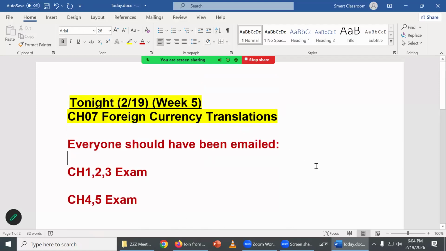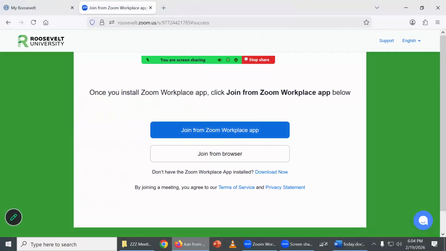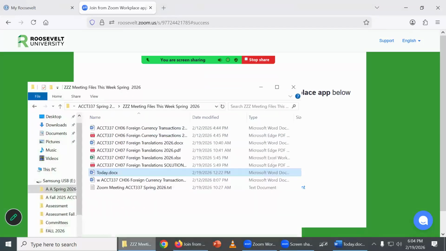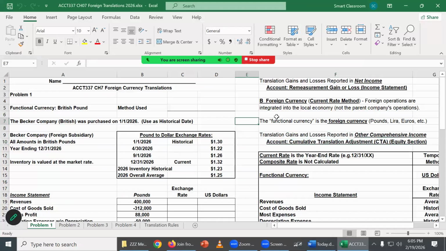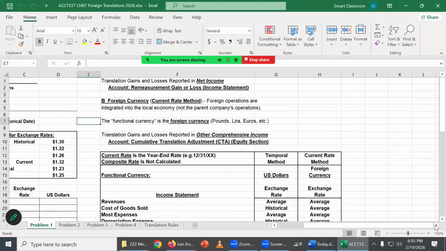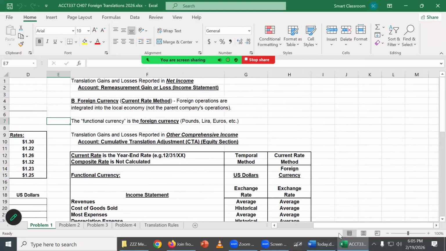Okay, so today I'm going to do this in Excel again. What I first want to go over are the rules that we have for what we're going to be doing. These are on your handout, pages 5 and 6, I think.